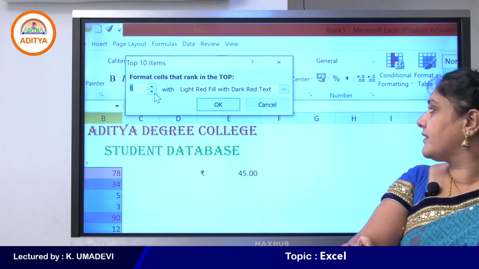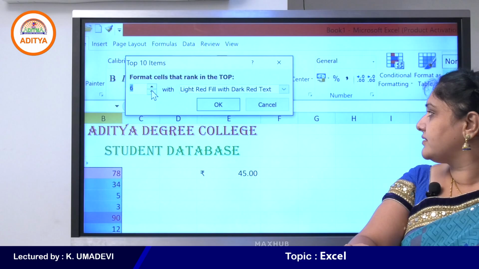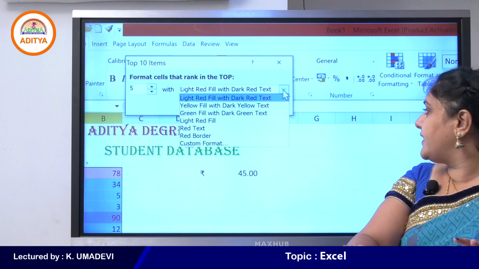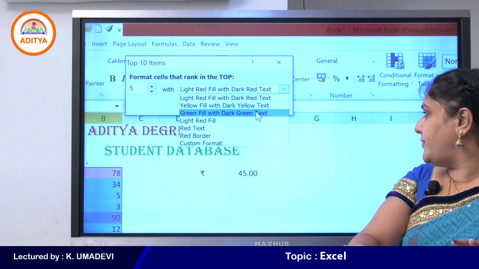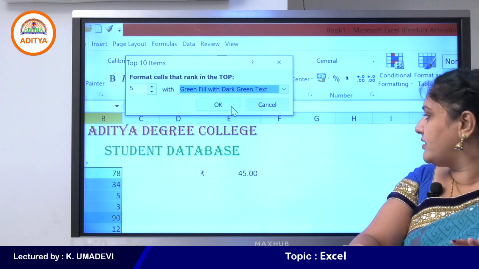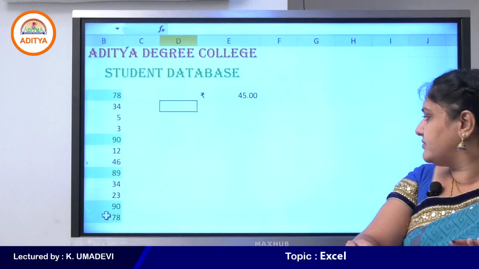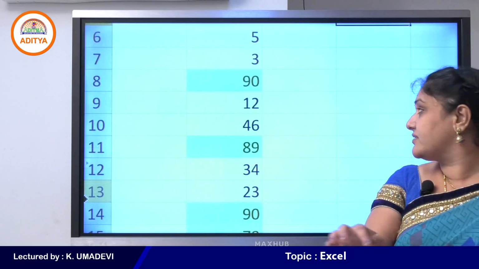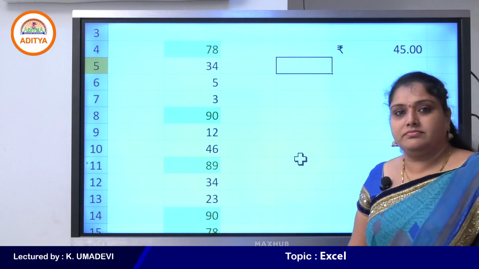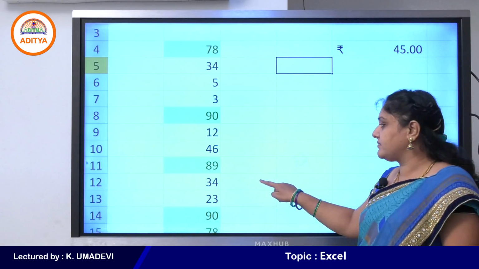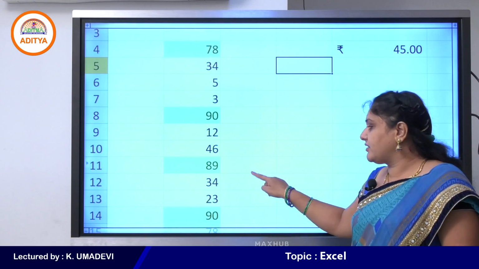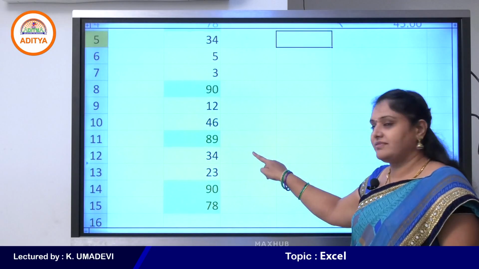Okay. For example, here I'll just select 5, and the color is green fill with dark green text, okay. Click on OK. I'll zoom the screen, just observe the screen, students. What happened here? Did you observe any changes here? See here, the top 5 items are formatted, right?